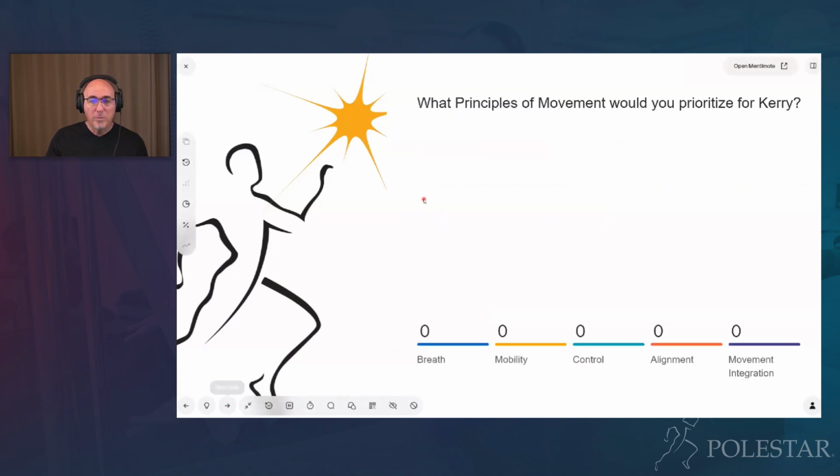All right. There's two more of these, and we're in the last 2 minutes. Last minute. Here we go. So what principle of movement would you prioritize? And it should be for Jenna. Sorry. I don't know how Carrie got in there. But just pick the principle of movement and prioritize your number one.